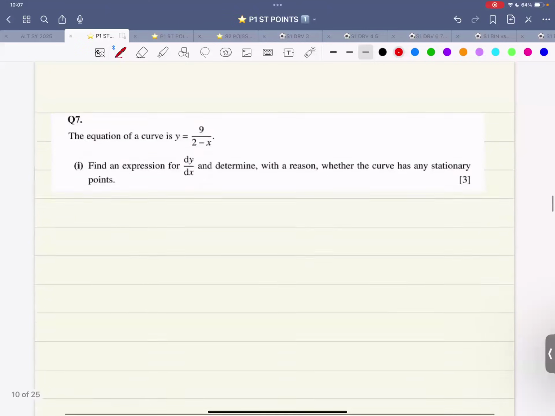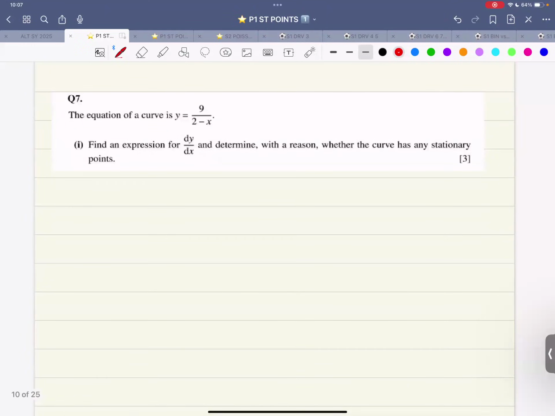The second question, let me do this thing. So y is equals to this thing. Let me write y is equals to 9, (2 minus x) raised to power of -1. Find an expression, determine with the reason whether the curve has any stationary points.